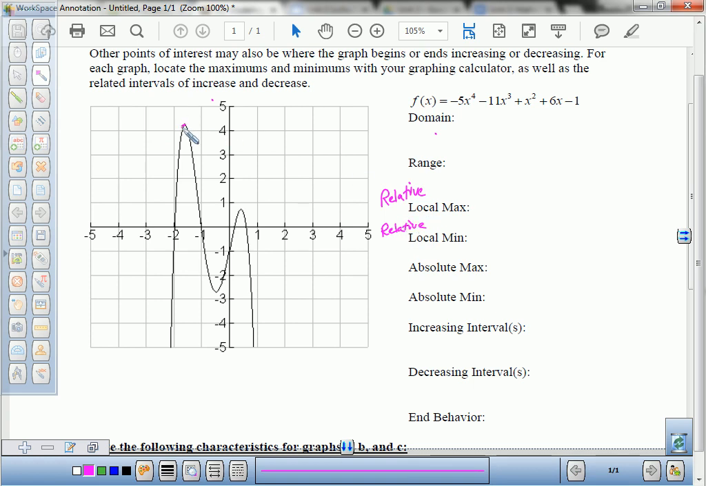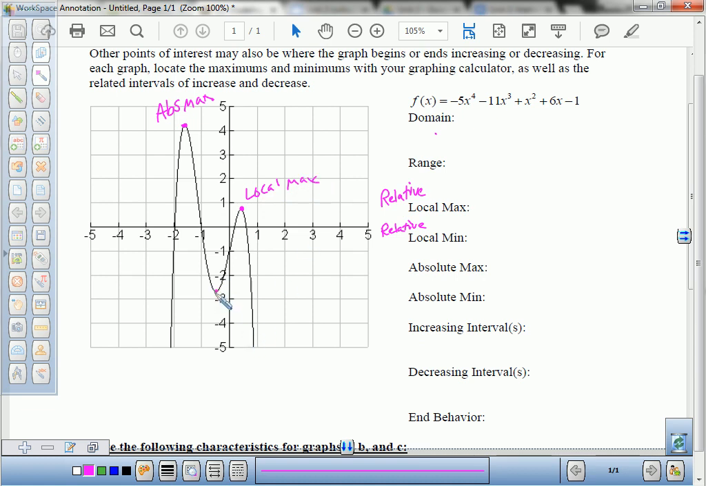Now, this one has an absolute max right here. This is an absolute max because it is the highest point on the graph. There are no y values greater than the y value that occurs at this point. That's why it's an absolute max. Now this is higher than the points around it. So it is also a max, but it is not the highest point on the graph. So this one is that local max.